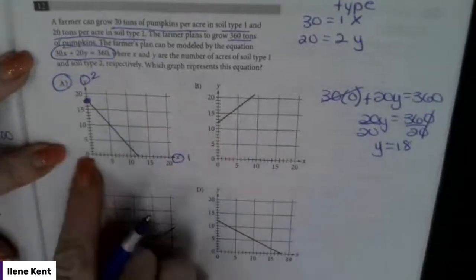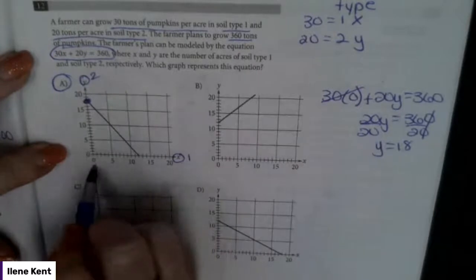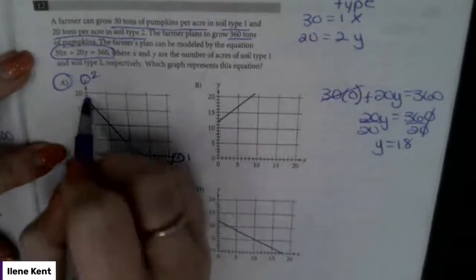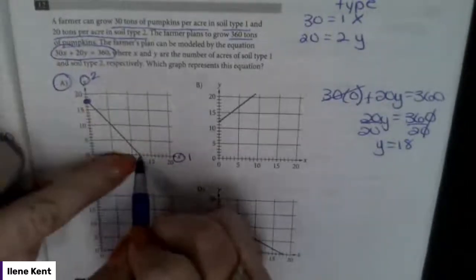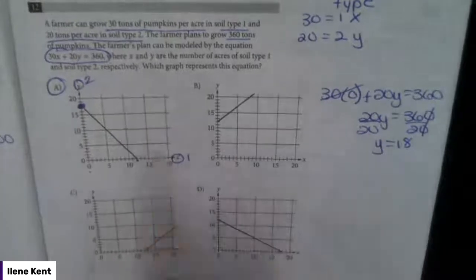And that would make sense. If we had none of type 1, we'd have all of type 2. And if we had all of type 1 and none of type 2, it'd go the other way. So that graph makes sense.